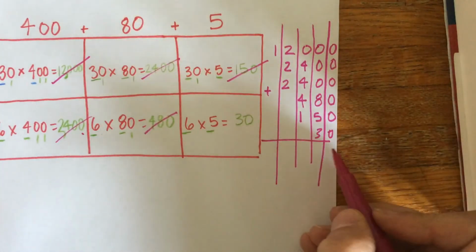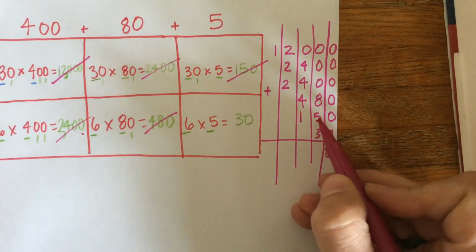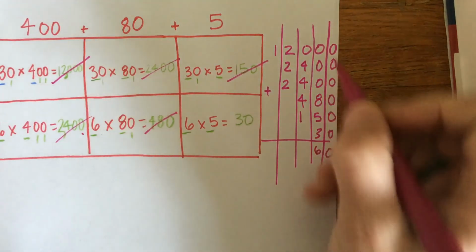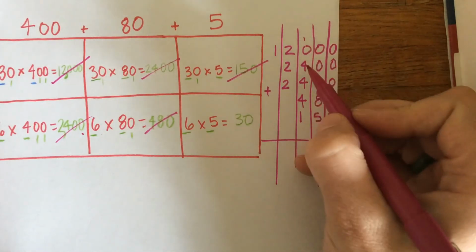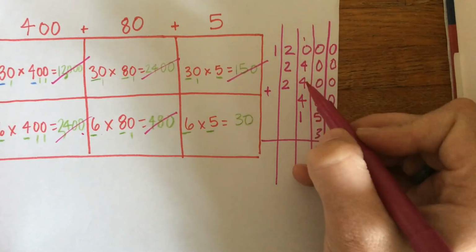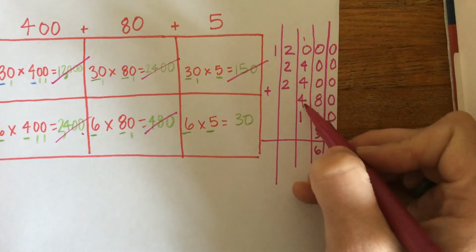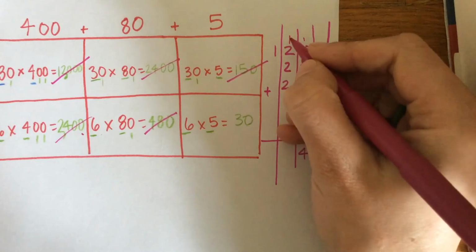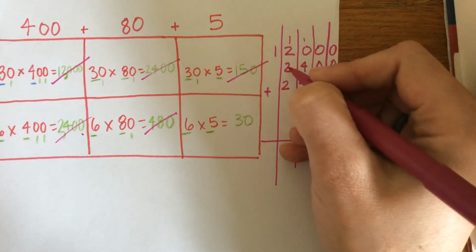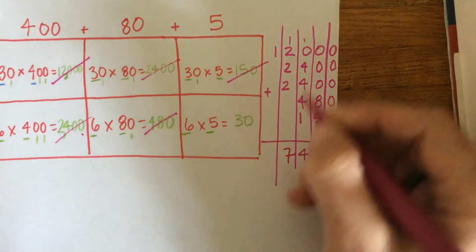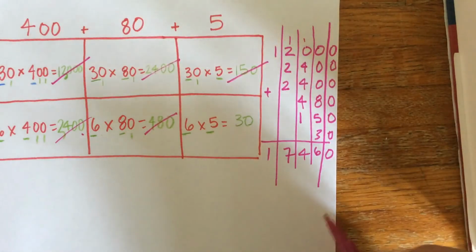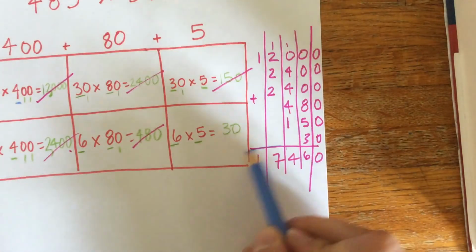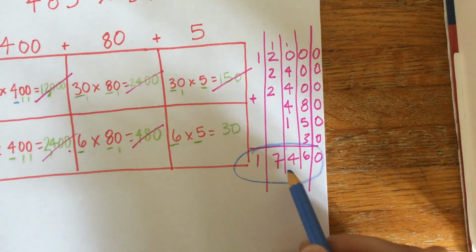And now 0 plus 0 plus 0, 0. 3 plus 5, 8. 8 plus 8, 16. Put the 6 here. Carry the 1. 1 plus 4, 5. 5 plus 4, 9. 9 plus 4, 13. 13 plus 1, 14. 1 plus 2, 3. 3 plus 2, 5. 5 plus 2, 7. And then 1 plus nothing is 1. And in honor of my math teacher, we always circle our answer.